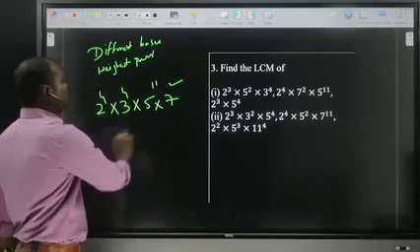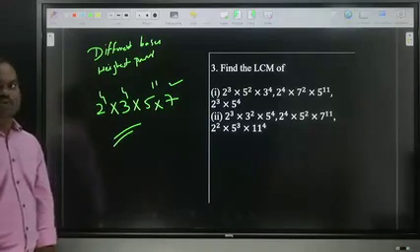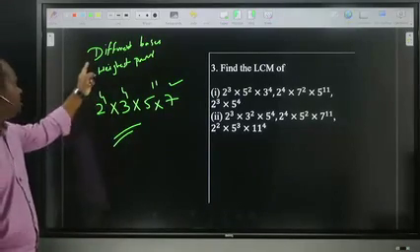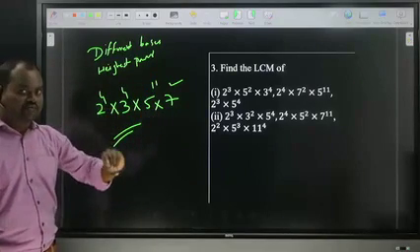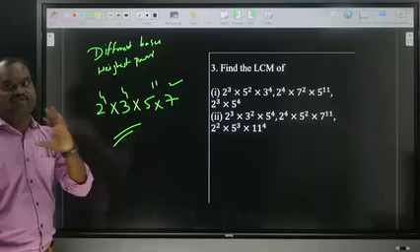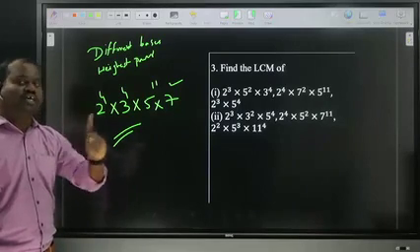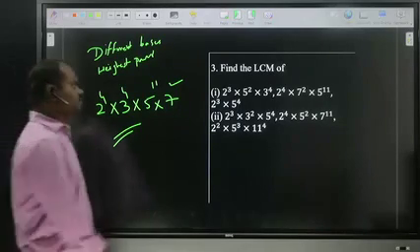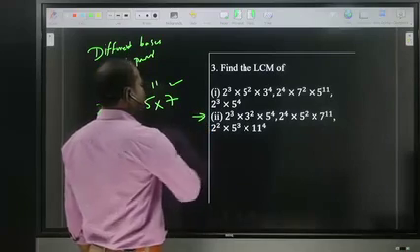So whenever the question is in the power model, first step, write down the different bases. After that, write the highest power for each: different bases with highest power. Is it clear? Now try this.